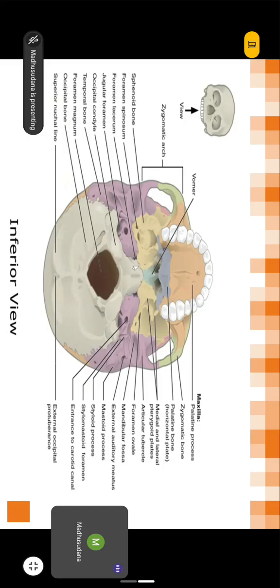So sutures are like this. See here. In between these two bones, there is a connection like a zigzag method. These are known as sutures. Okay, zigzag method. The bones are connecting with each other in the skull or in the cranium.